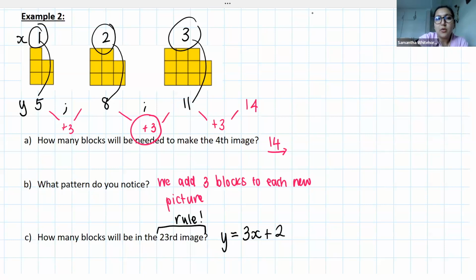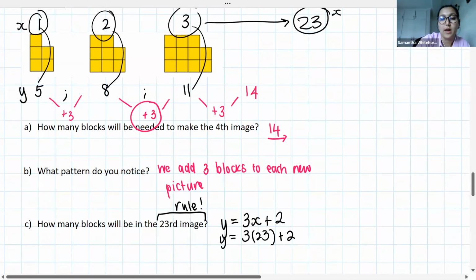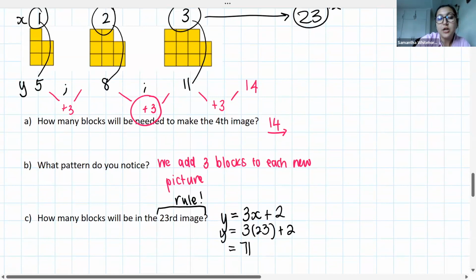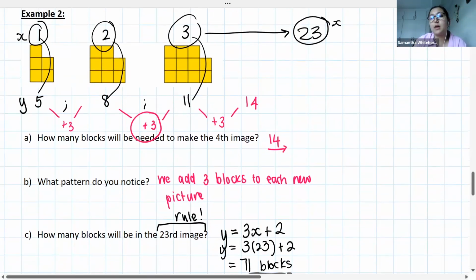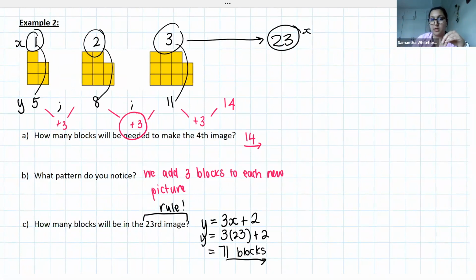And now because I've told you I want the 23rd image, this must go all the way to 23. I'm giving you what x is. So now all we need to do is take that information and use it according to my rule. So 3 times 23 is a fun number of 69, plus 2 gives us 71, as you have all perfectly said there in the chat. So the 23rd image is going to have 71 blocks in it. And I did all of that without needing to draw out 23 pictures, because that is a mission and we don't want to do that.